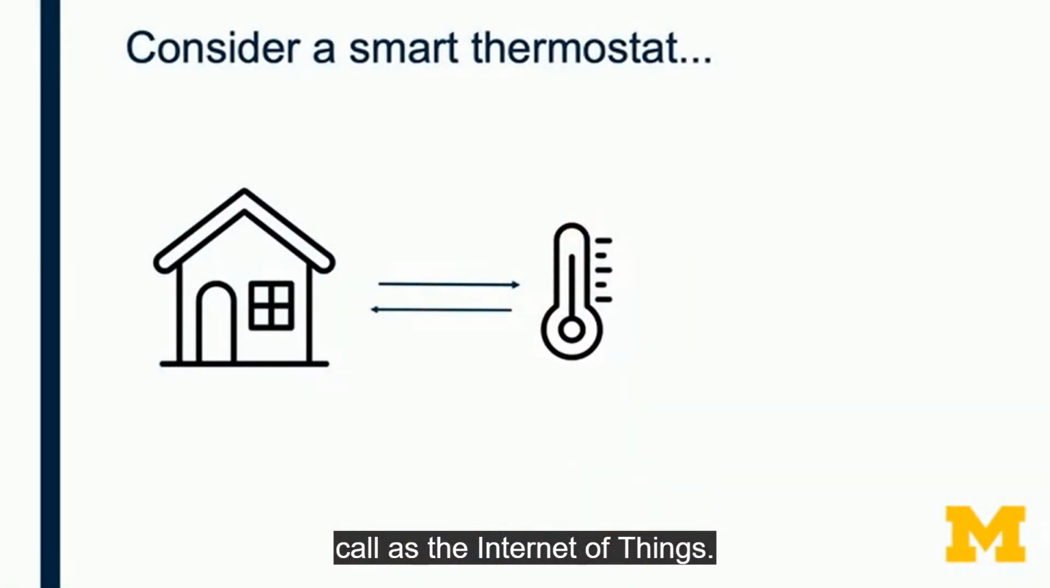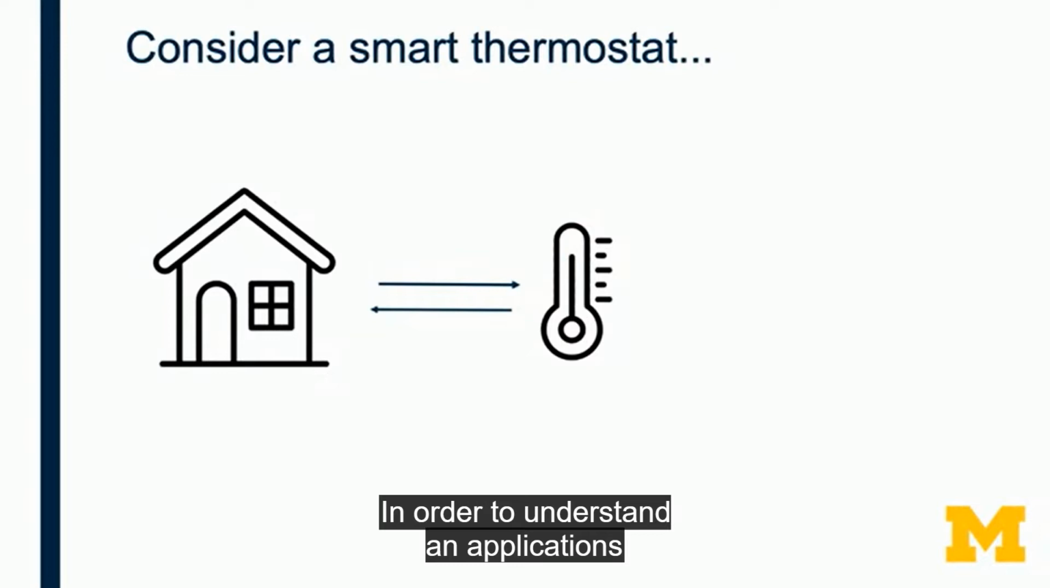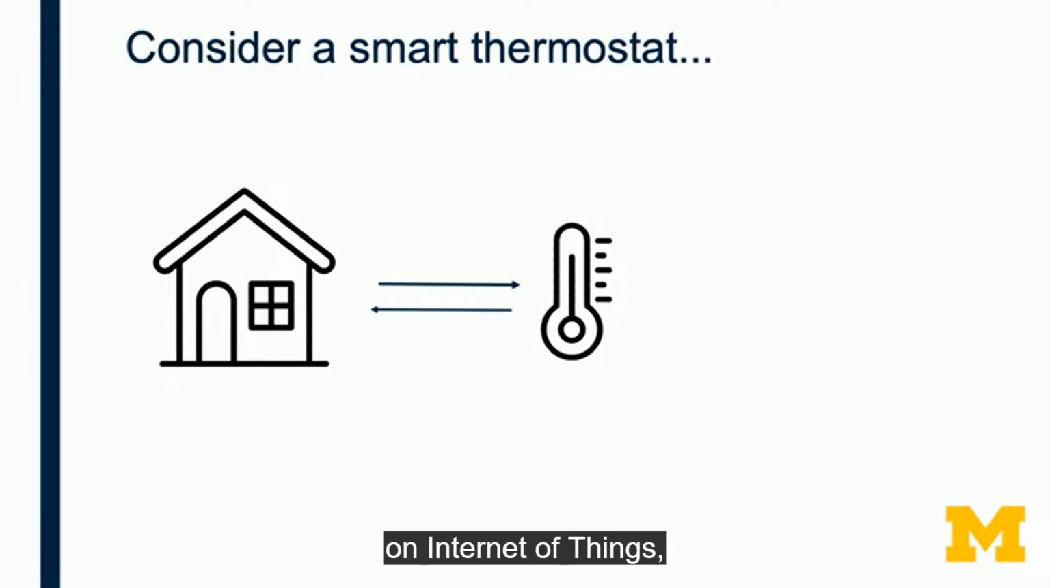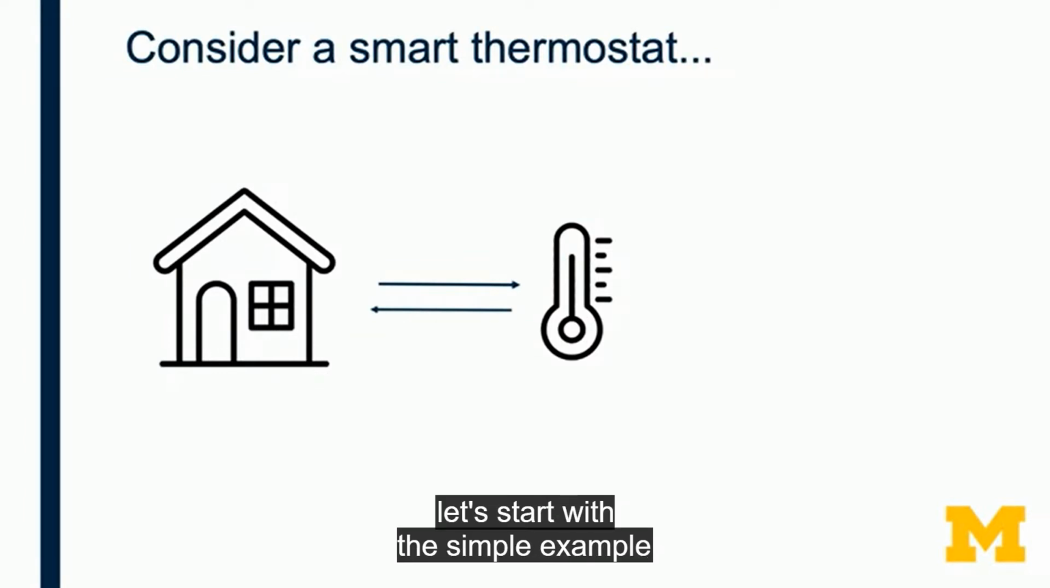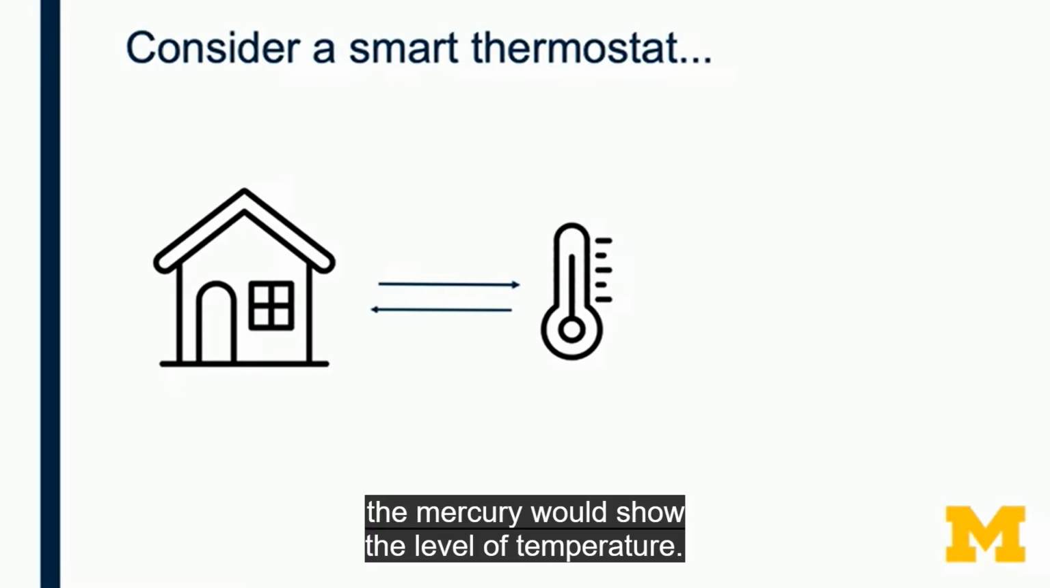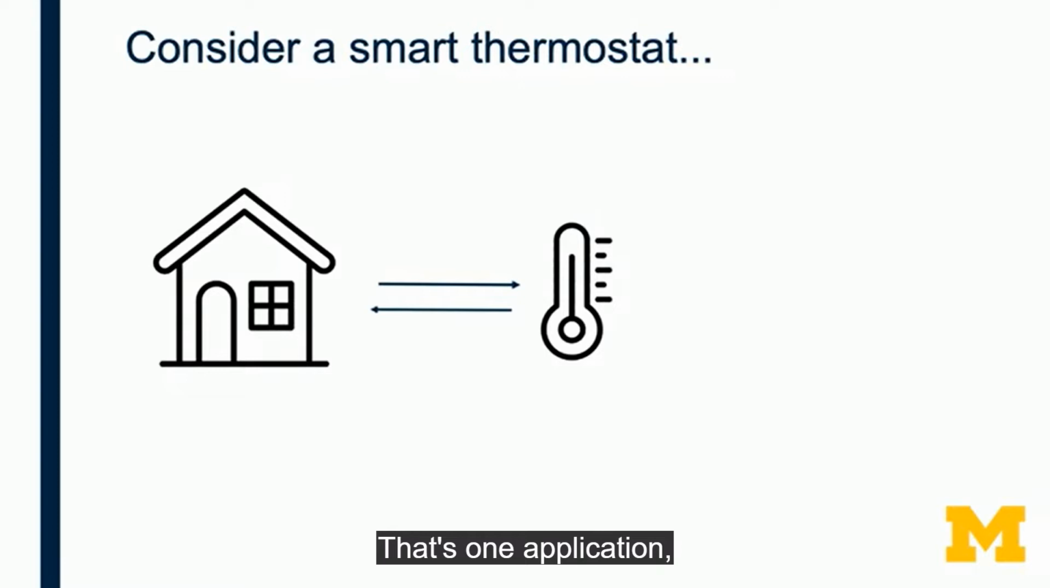In order to understand these applications of Internet of Things, let's start with a simple example that all of us can relate to: a thermostat. We all recall the analog thermostat, like a thermometer we used to have, where the mercury would show the level of temperature. But then you switch that to a digital thermostat. A digital thermostat again has a sensor to sense the temperature, and it can show the temperature in your house and display that. That's one application. It can sense the temperature and display it.